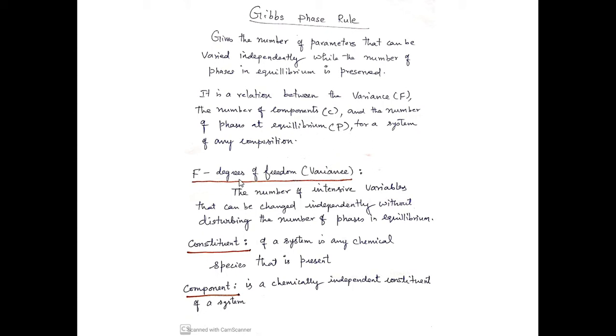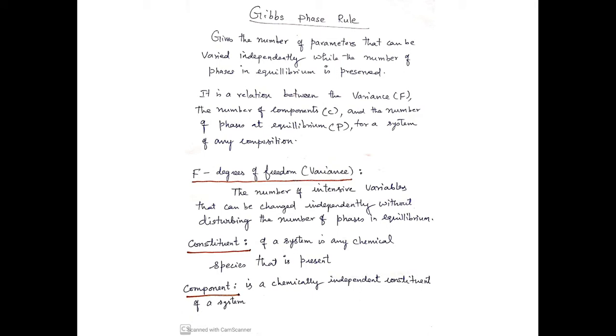The F stands for degrees of freedom or variance. This is the number of intensive variables that can be changed independently without disturbing the number of phases in equilibrium. For example, if we have ice and water in equilibrium and you change the pressure, you have to change the temperature in order to maintain that equilibrium. Otherwise, that equilibrium cannot be maintained.